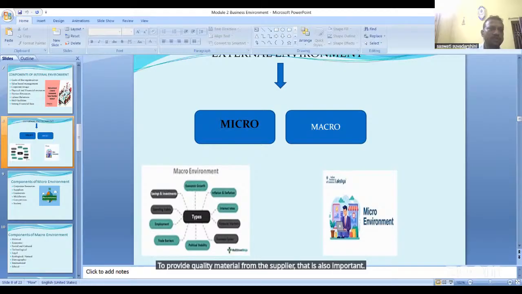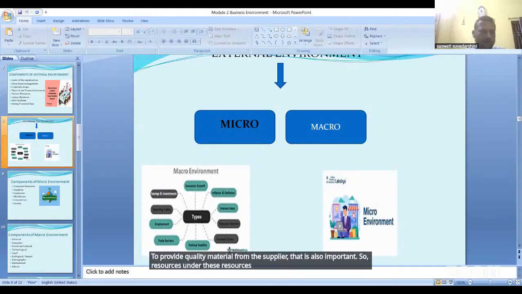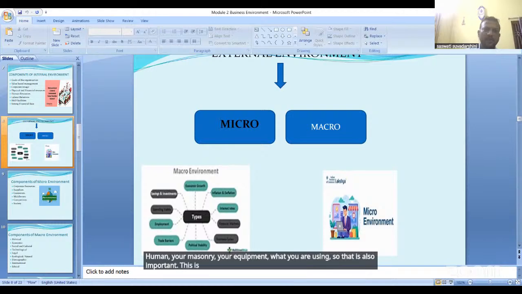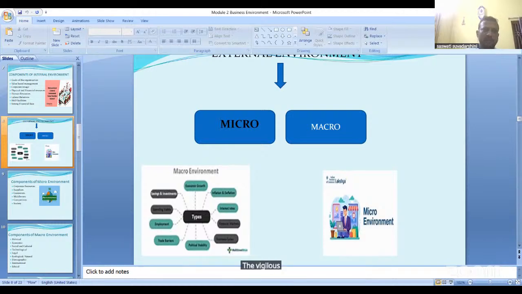So under resources, you are searching for your human resources, your machineries, your equipment, what you are using. So that is also important. These are challenges for the business environment, or for the entrepreneur, to maintain.